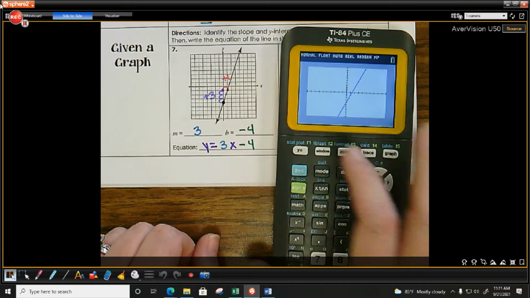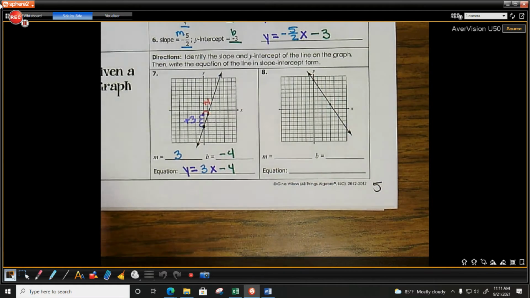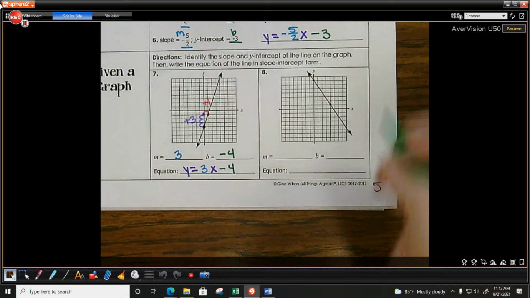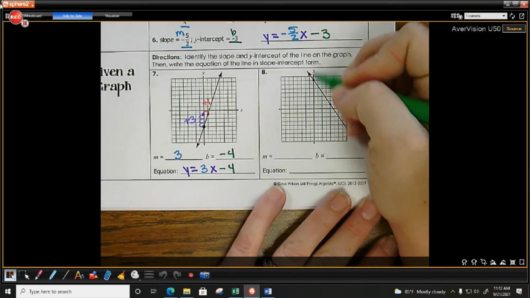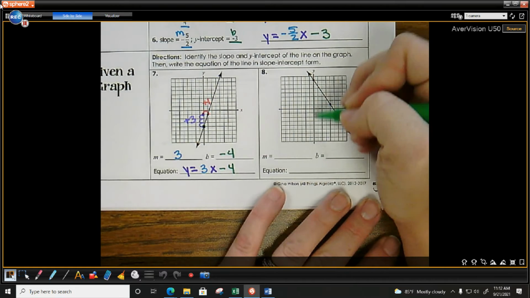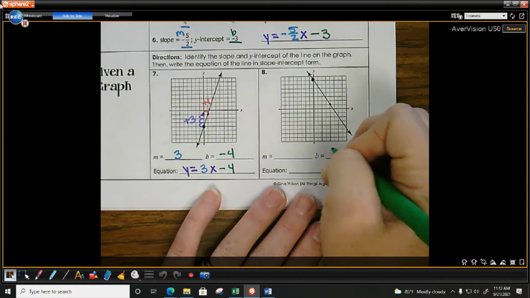Yeah? Okay, let's look at number 8. Again, I always find my b first, my y-intercept. So go on your y-axis. Where does it hit the y-axis? Just 7. At positive 7, because we're above the origin. Very good.